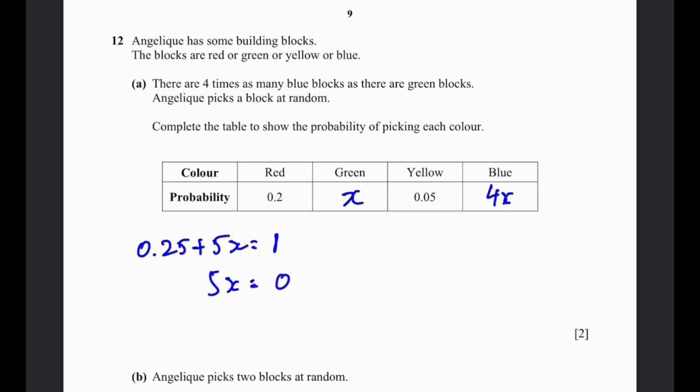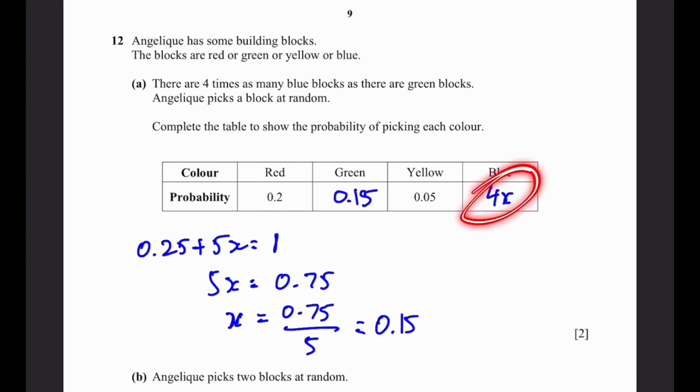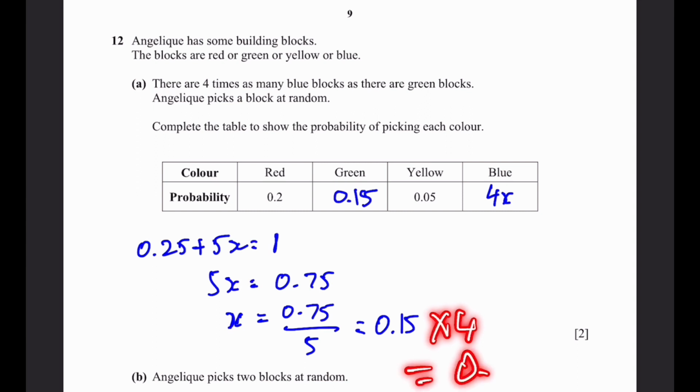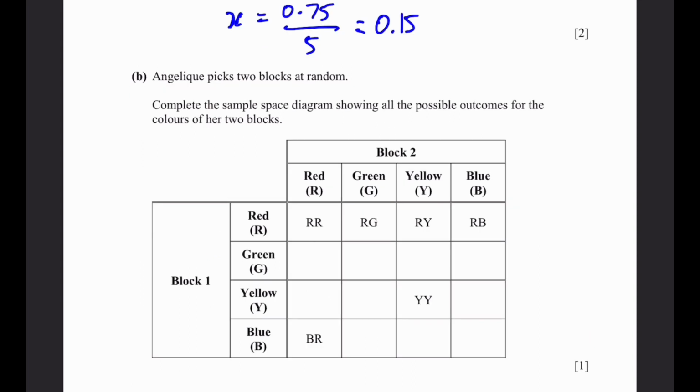5x is equal to 0.75 when we subtract 1 minus 0.25. x will be equal to 0.75 divided by 5, and over here, the answer will be 0.15. So that means green is 0.15. Blue is 4 times 0.15, which is equal to 0.6. So you can write that. That's the answer.